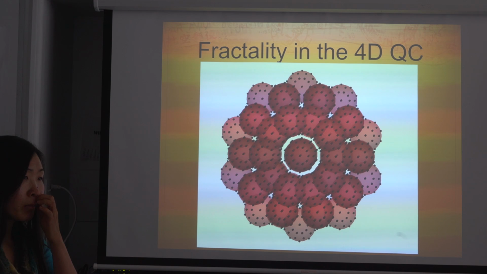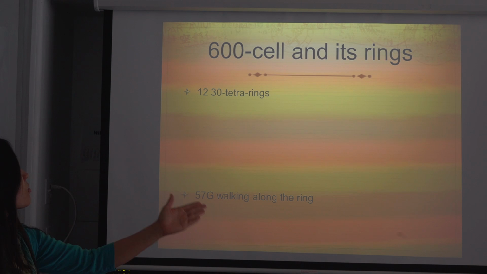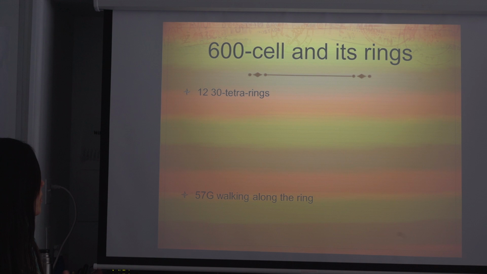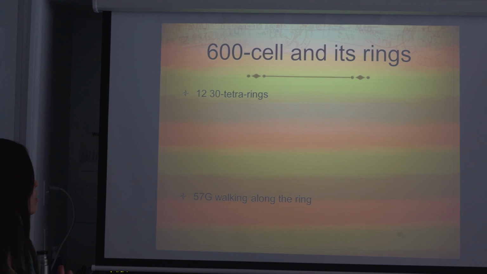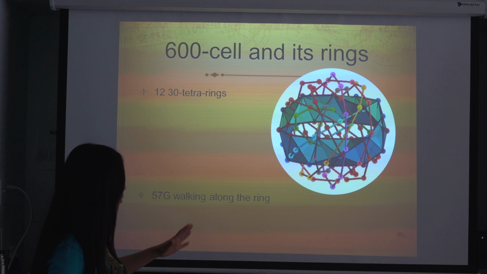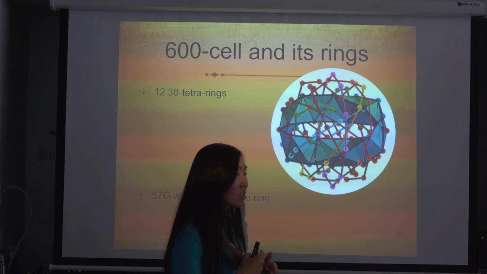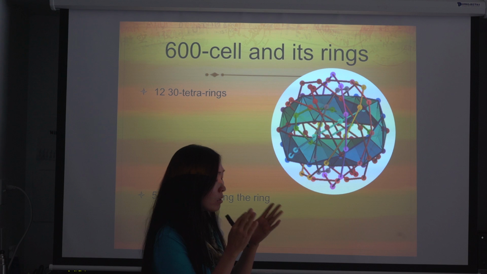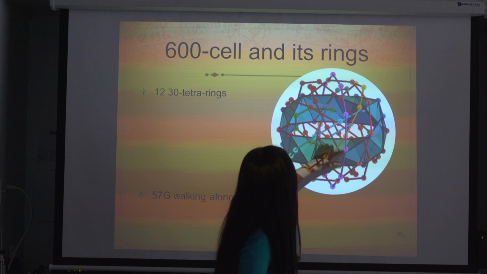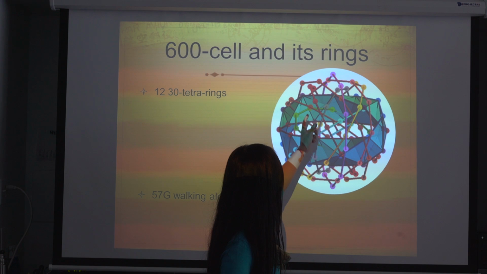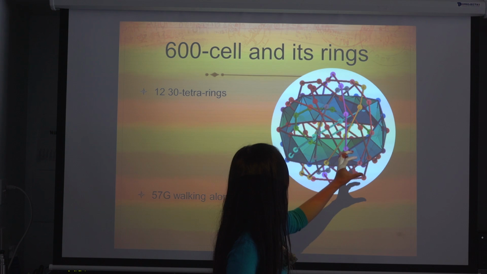Okay, so the 600 cell itself is a three sphere; the vertices live on the three sphere. And I want to talk about its rings, which is a kind of Hopf fibration of the 600 cell. So here is a picture of the Hopf fibration. These points belong to the 600 cell, so there are 120 of them. The 120 vertices can be split into 12 fibers, each made of 10 points. So they are decagons. Look at this one. It's a decagon, it lives on a one sphere. If you shrink each of these circles into one point, those points would live on the two sphere.